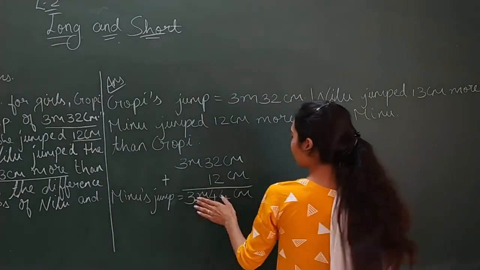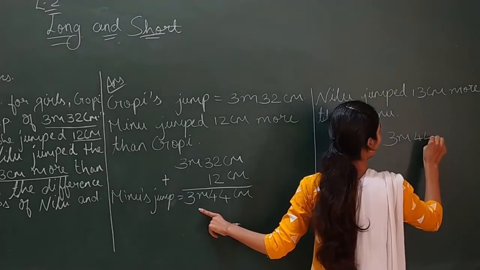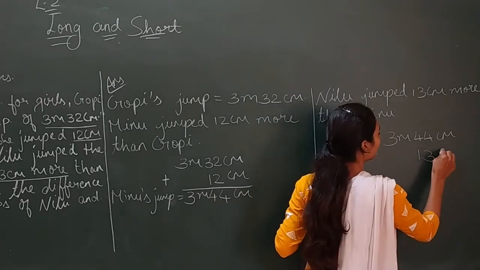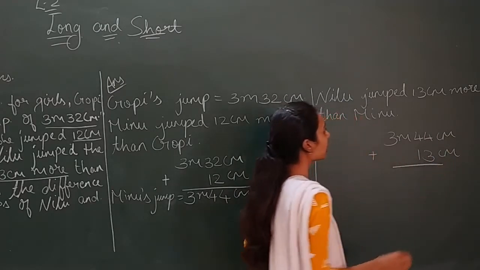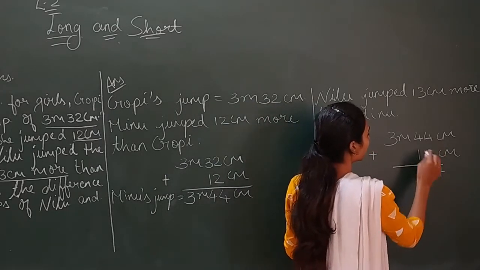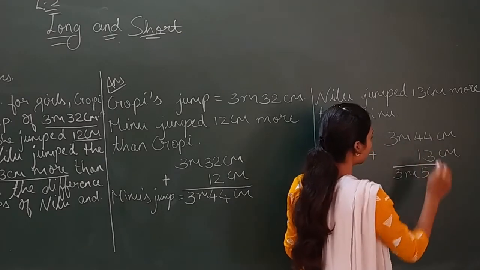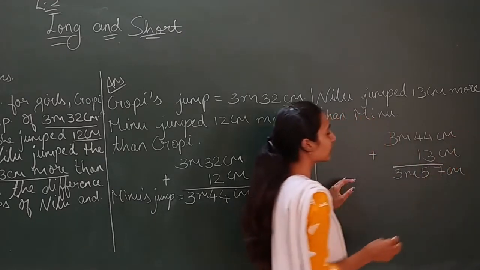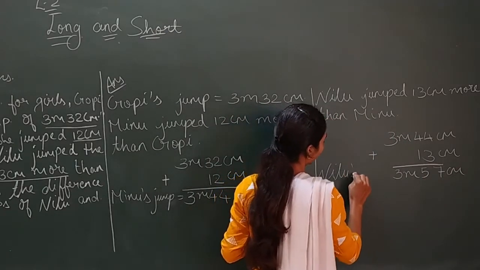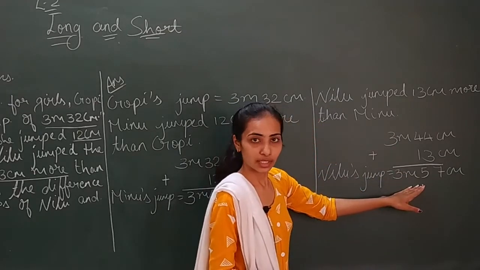What is the jump of Minu? 3 meter 44 centimeter that we found. 3 meter 44 centimeter and plus 13 because she is jumping 13 centimeter more. So we will do addition. So 4 plus 3 is 7, 4 plus 1 is 5 and 3 plus 0 is 3. So 3 meter 57 centimeter is the jump of Nilu. So Nilu's jump is 3 meter 57 centimeter.